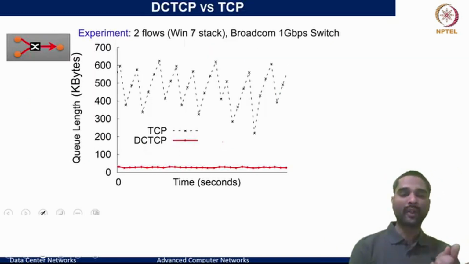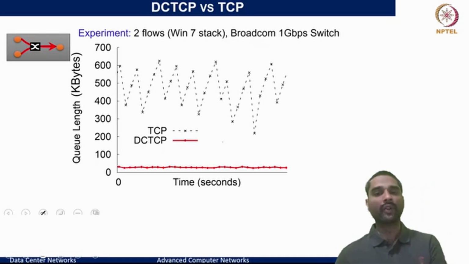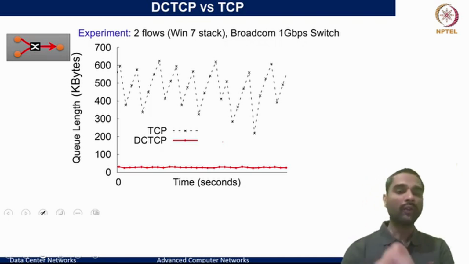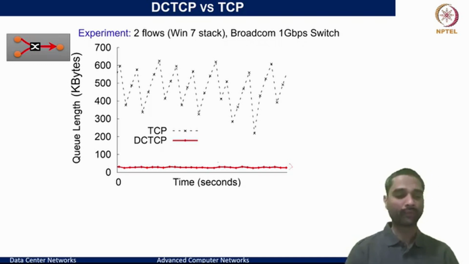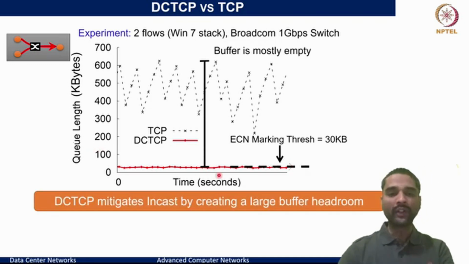So if we consider this experiment in a closer view, where 2 flows were run on a Windows 7 networking stack with a Broadcom 1 Gbps switch, you would see the queue lengths that would be maintained by DC-TCP over a course of time as opposed to the queue length maintained by traditional TCP. You would see that DC-TCP is maintaining a very small queue length, throughout it was able to maintain the queue length at the switch at roughly 30 kilobytes, with very small aberrations around this 30 kilobyte range.